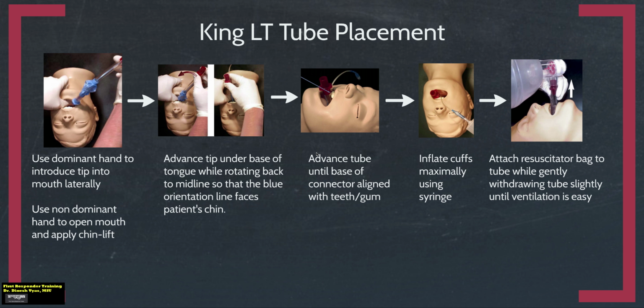Advance the tube until the base of the connector, shown here, is at the teeth or gum line. You will then inflate the cuffs maximally using a syringe filled with air to keep it in place. Then finally attach the resuscitator bag to the tube while gently withdrawing the tube slightly until ventilation is easy and there is no resistance.